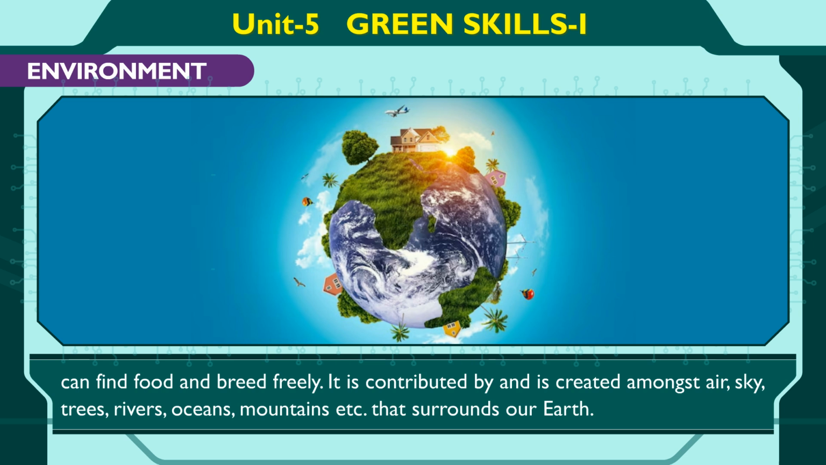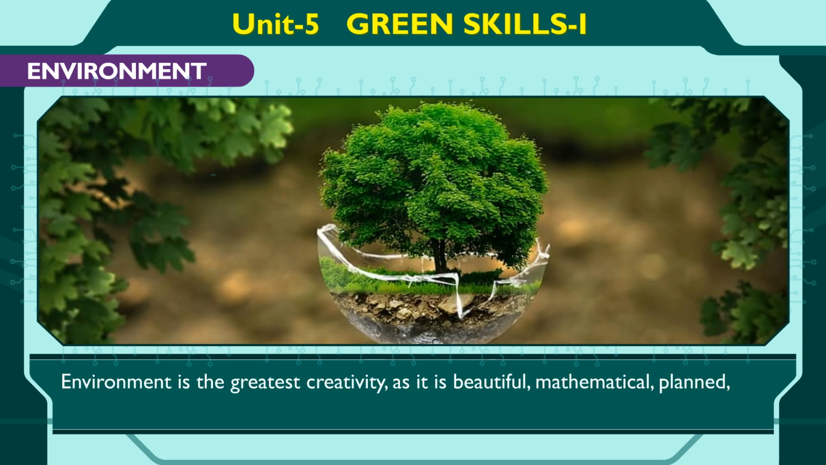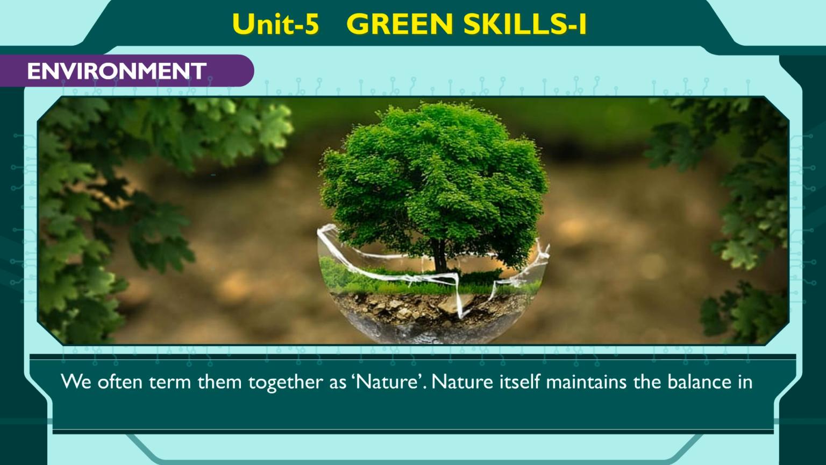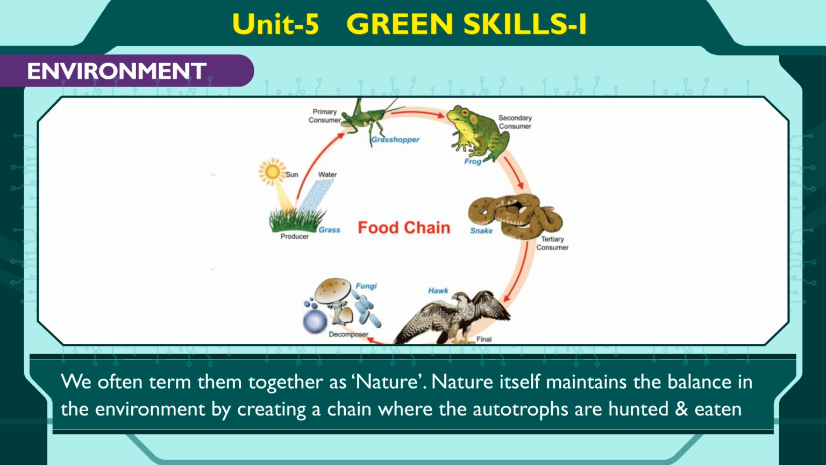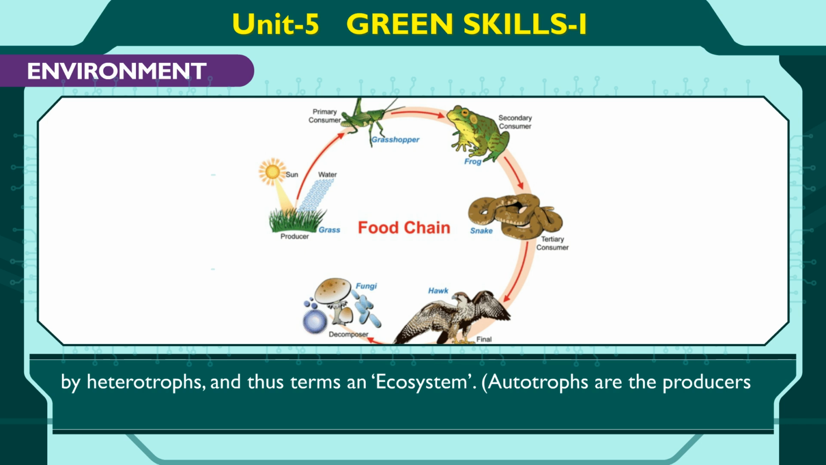that surrounds our earth. Environment is the greatest creativity as it is beautiful, mathematical, planned, healthy, positive and balanced. We often term them together as nature. Nature itself maintains the balance in the environment by creating a chain where the autotrophs are hunted and eaten by heterotrophs and thus forms an ecosystem. Autotrophs are the producers and heterotrophs are the consumers.